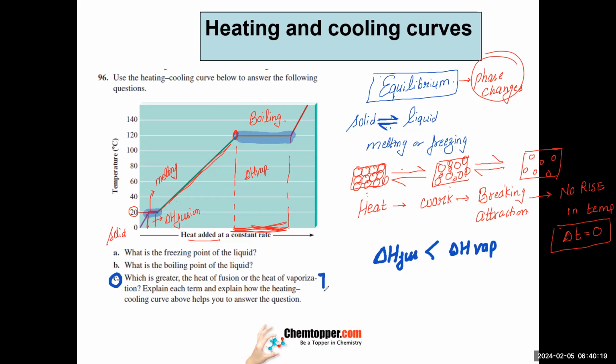C part, answer this. Read this question. This is a very popular question. Who is going to explain why? Solid particles are tightly packed.